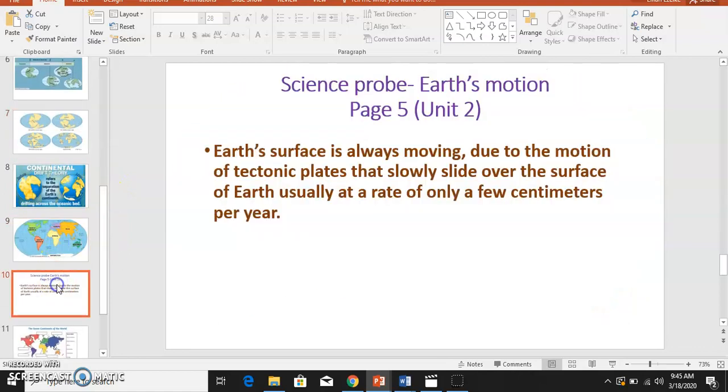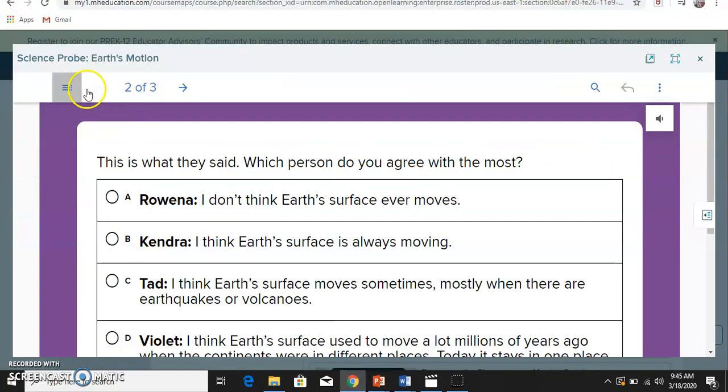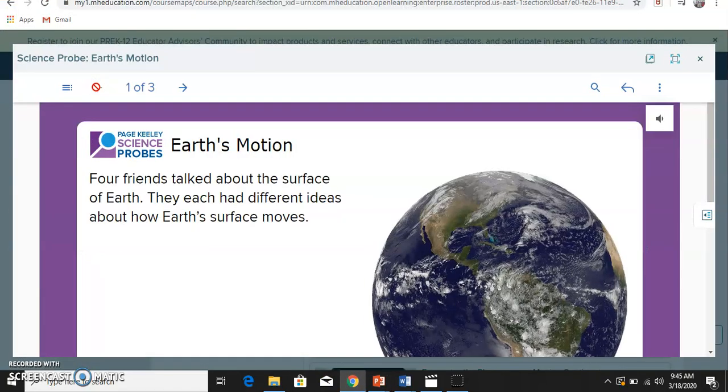Quickly, we have to go to the science book. Now you should have your science book, Unit 2, with you. Science book, Unit 2. Let's start from page 5. On page 5 of Unit 2, we have the science probe. We always use the science probe to enlighten our understanding more in the lesson.